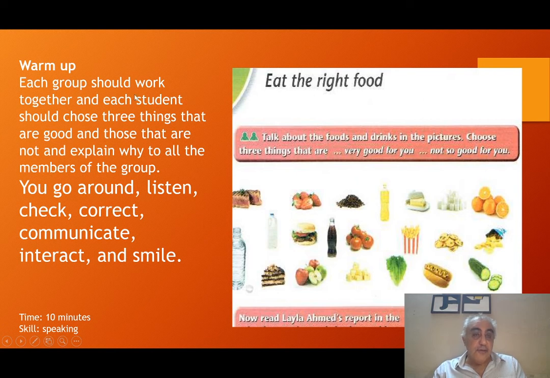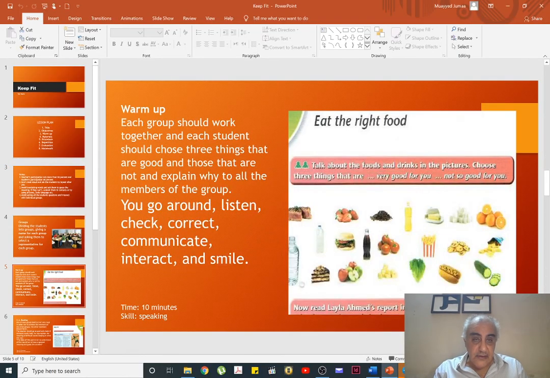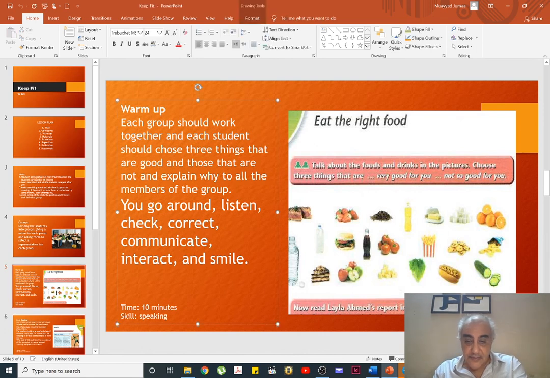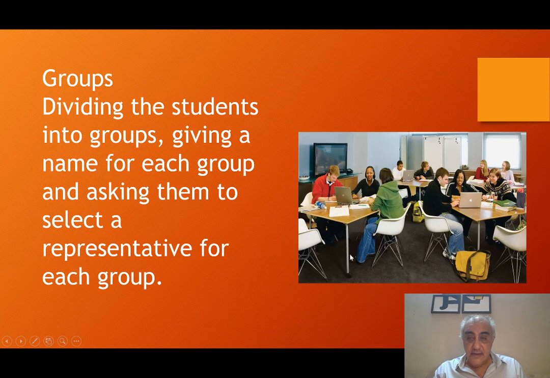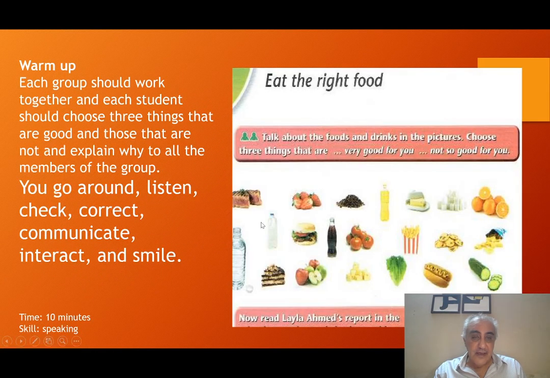Each group should work together, and each student should choose three things that are good and those that are not good, and explain why to all the members of the group. So one of the students will be the representative of the group, and he will ask the other members to choose three things from these types of food, and ask them to say whether they are healthy or not healthy, whether they're good for their health or not.